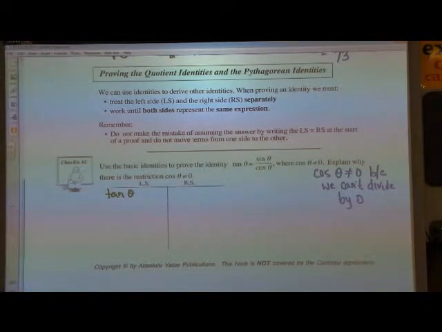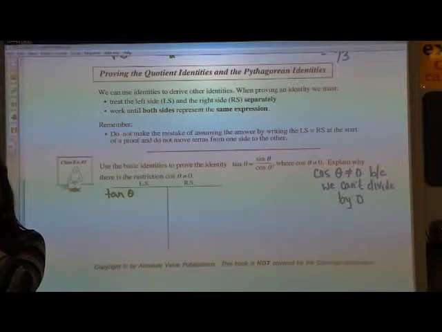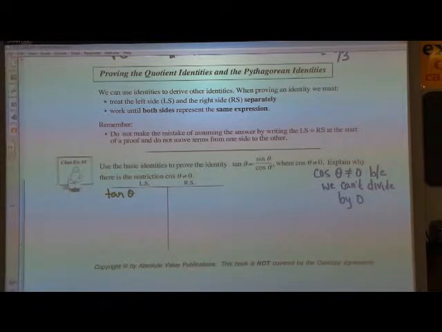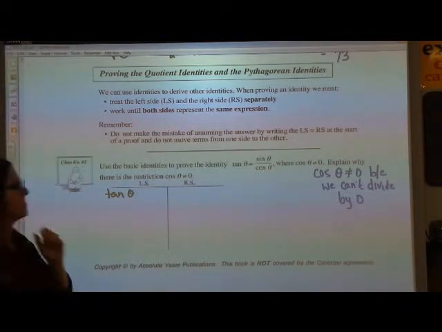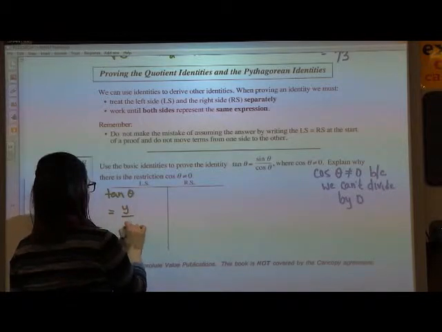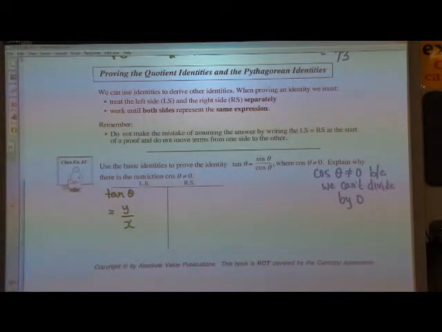So the basic identities are the ones that were on the front page. The y over r, x over r, y over x. Using these basic identities, how can I express tan theta? How can I write tan theta? Y over x? Okay? I can't really do anything else at this point in time. It's pretty much as simplified as it's going to get.